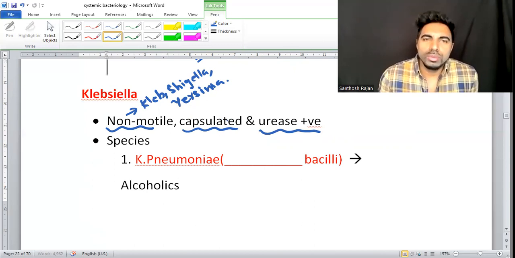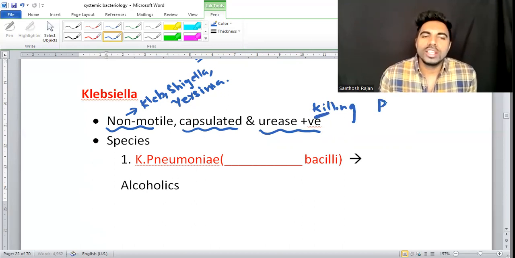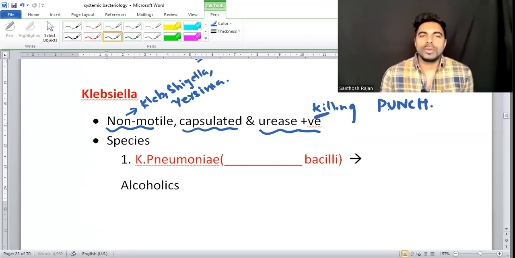It is capsulated, that's what you call very mucoid. Urease is positive. Because of the killing punch, K stands for Klebsiella, and then Proteus comes, and H. pylori also done.